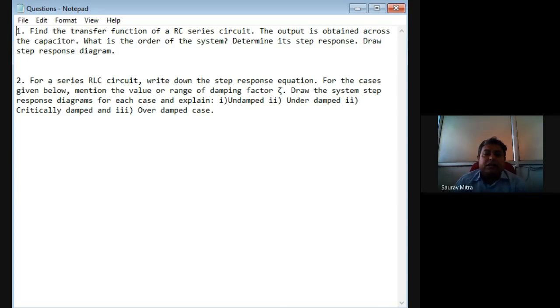So in the second question, both questions can be of 10 marks. In the second question, what it says is, first we are supposed to find out the c(t), that is the equation of step response in time domain for RLC second order circuit, and then you have to keep on changing the value of zeta from 0 up to some value greater than 1. For different cases, undamped means you have to substitute zeta in that equation. You have to show what is the equation of step response in case of RLC circuit.